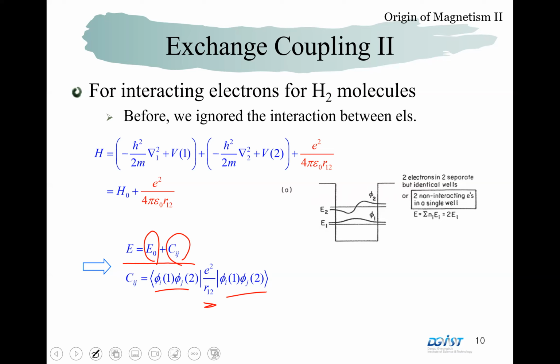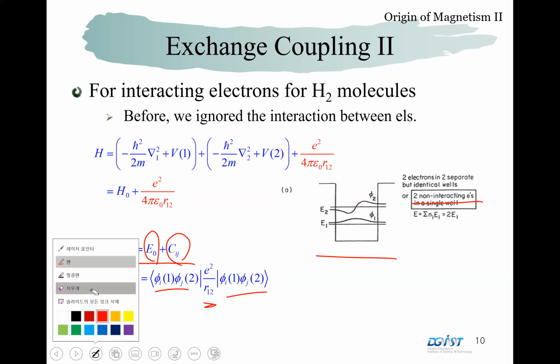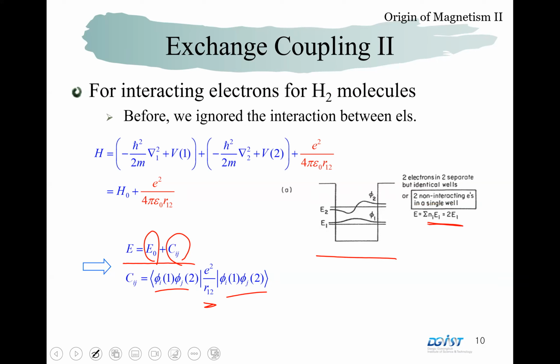So we may play with this kind of potential well instead of the hydrogen atoms. So the physics is the same. In this case, the non-interacting electron has an energy that must be just the sum of these two electrons. But if we have some interaction, the energy is changed because of this term.